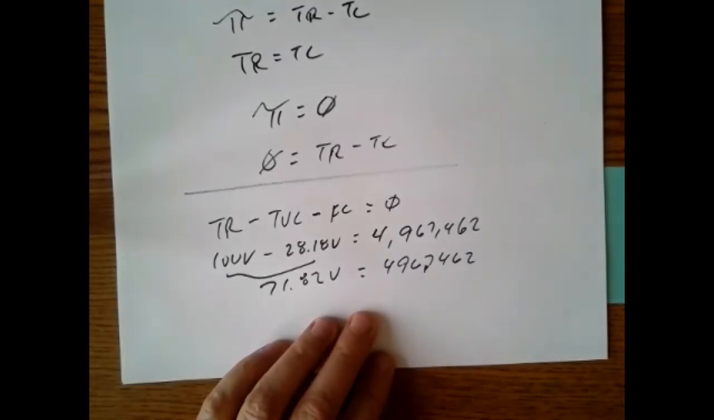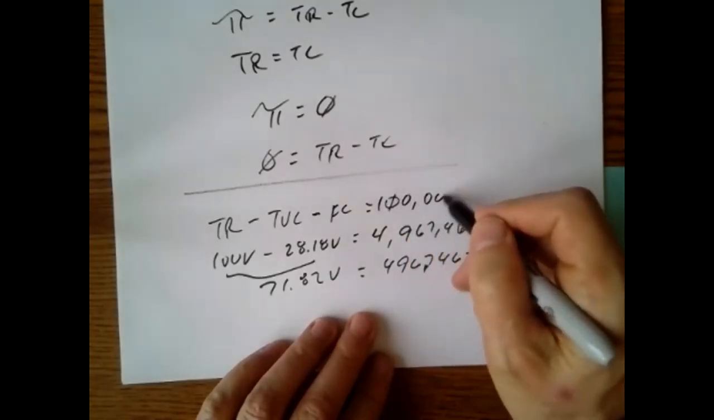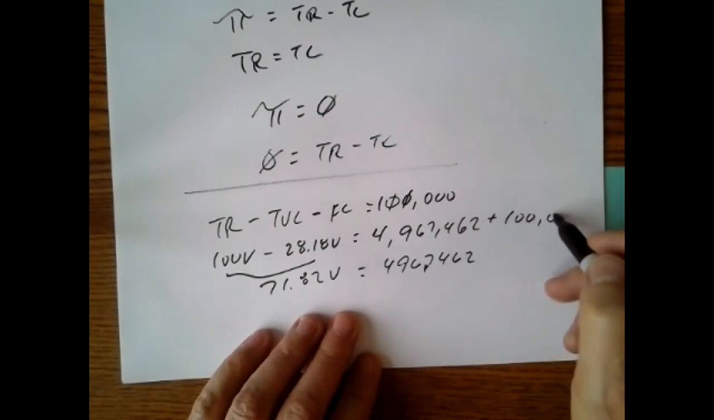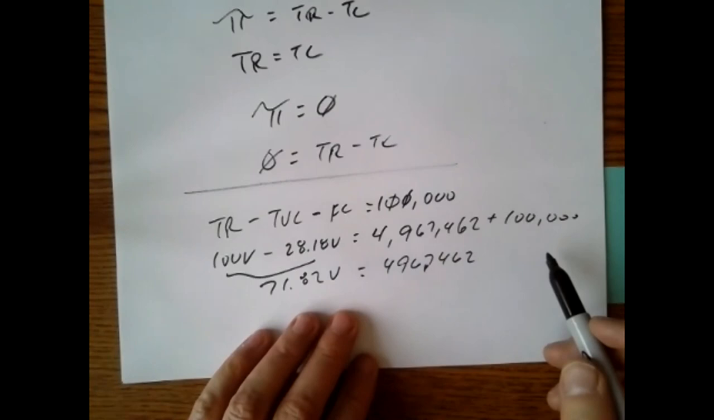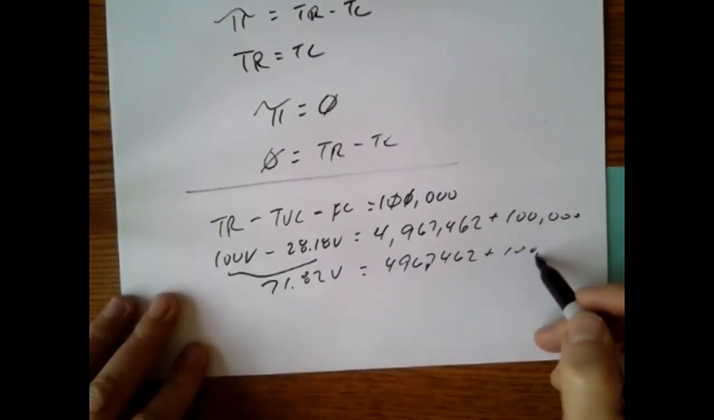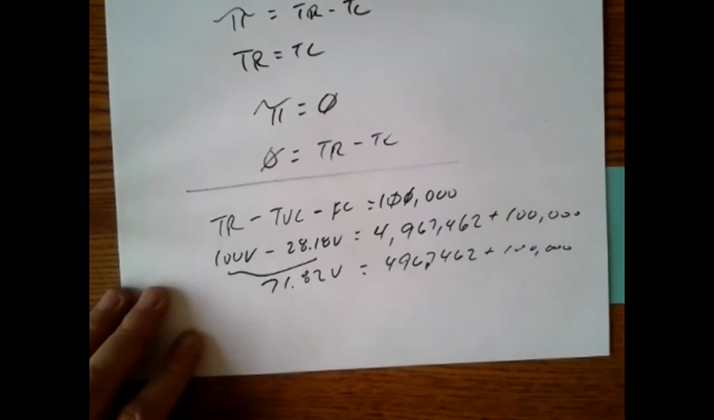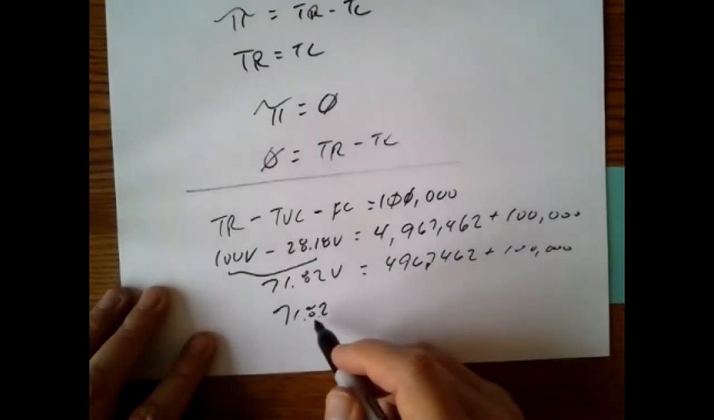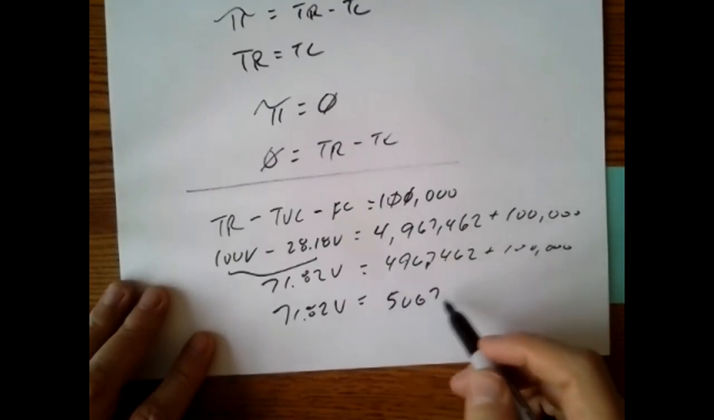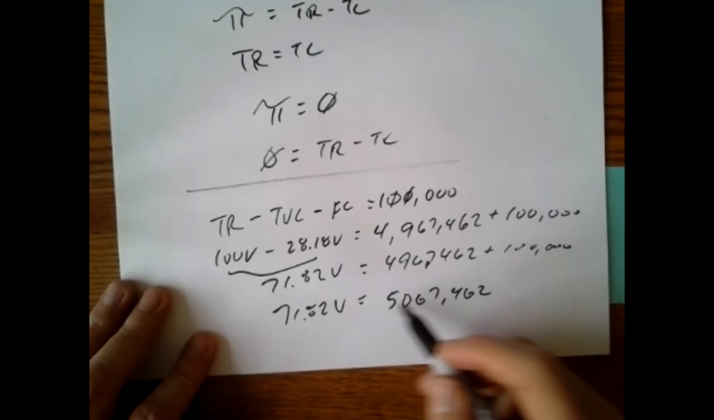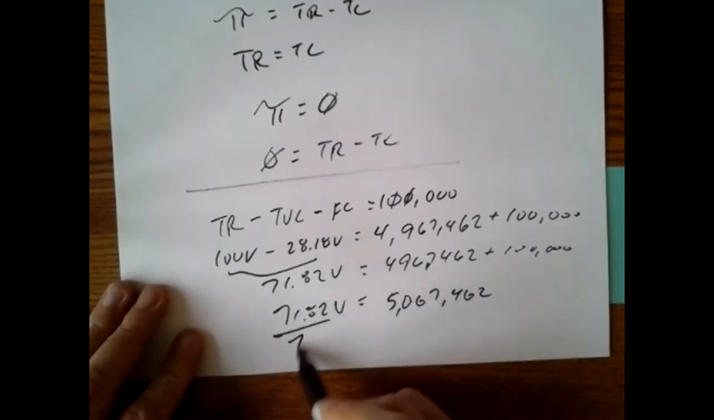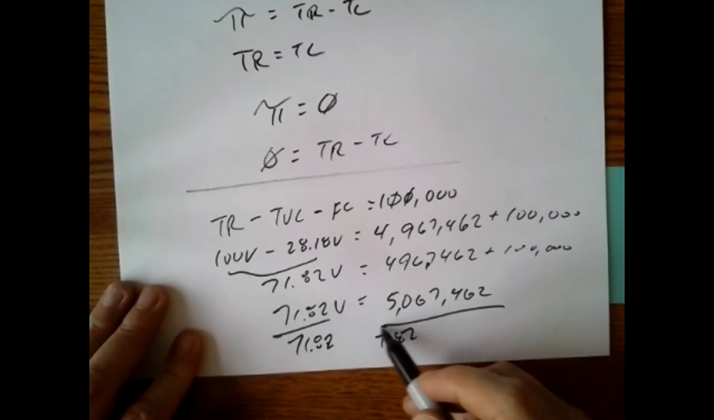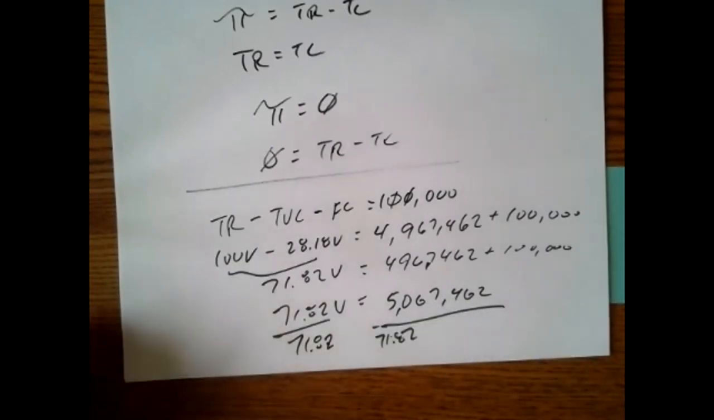then instead of this being zero, we want it to be 100,000, right? And so when we bring that fixed cost over, it's now 4.9 million plus 100,000. So it would be 7182 V equals 5,067,462. All right, so now we're dividing 7182 into 5.06 million.